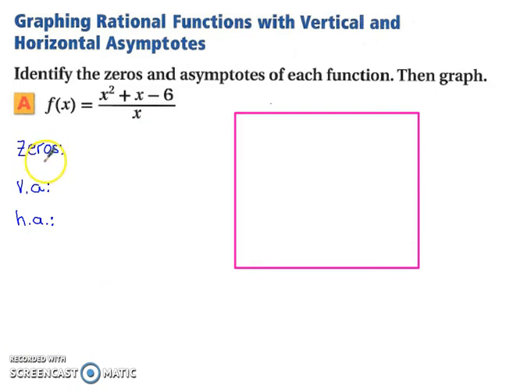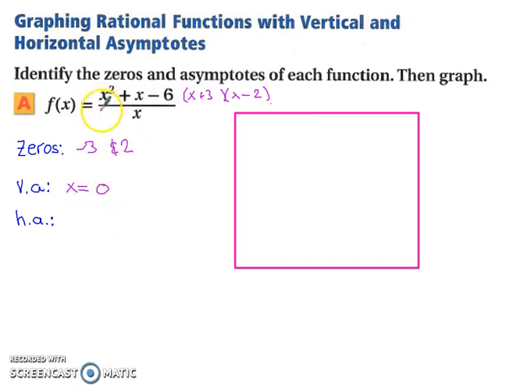Alright, so our zeros are going to be when we factor our numerator. So if we factor our numerator, we want two numbers that multiply to give us negative 6, but when we add them, we get positive 1. So that's going to be plus 3 and minus 2. So our zeros are going to be negative 3 and 2. Now, our vertical asymptote deals with this bottom right here. So when our denominator equals 0, you're going to end up with x equals 0 as the only way that can work.